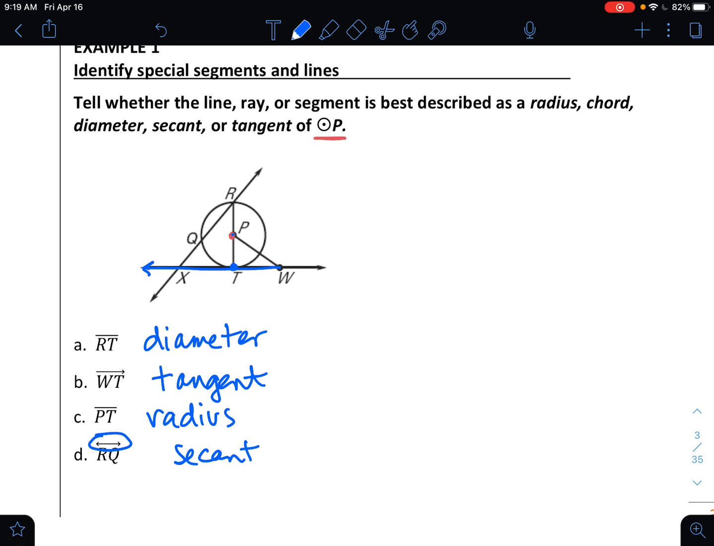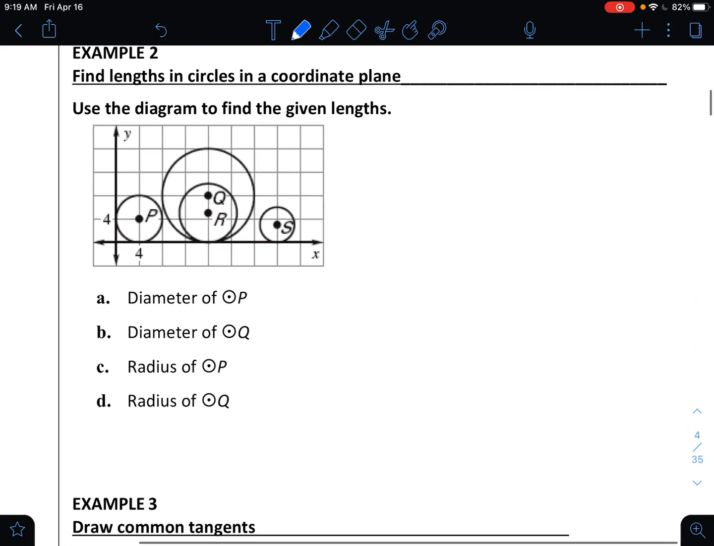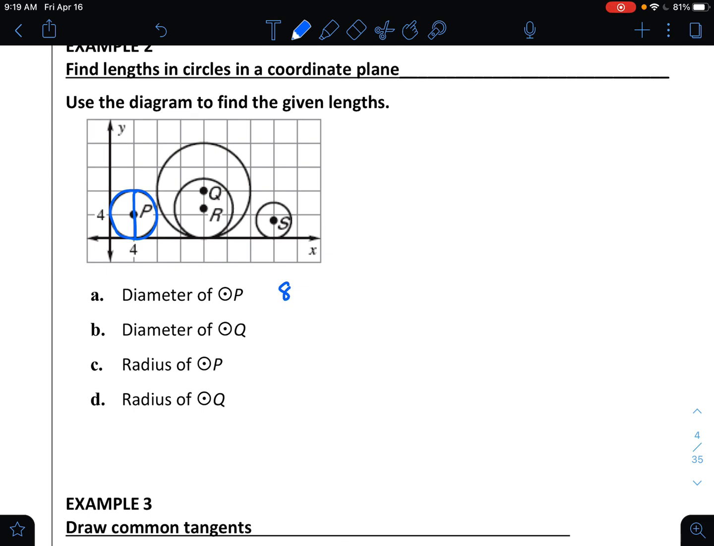Okay, let's go on to example 2. Use the diagram to find the given lengths. I want the diameter of circle P first. A diameter goes through the center. Now, see those 4s? That's telling us that each grid is 4 units long. So 4 and 4, that would give me 8 units.